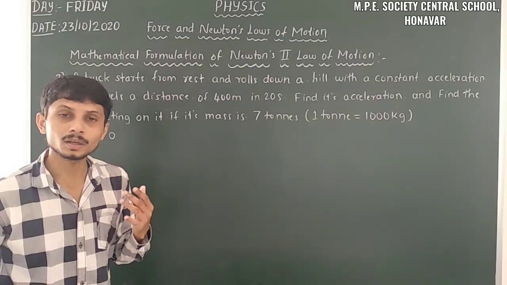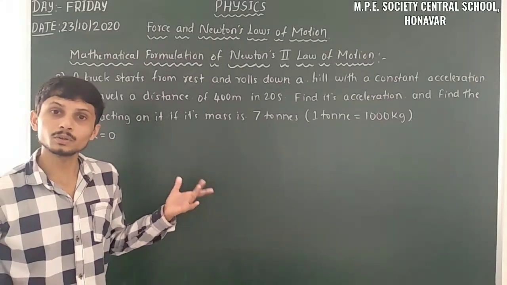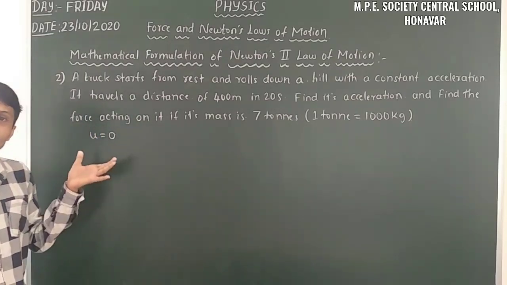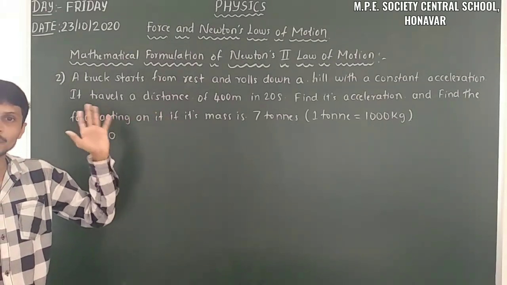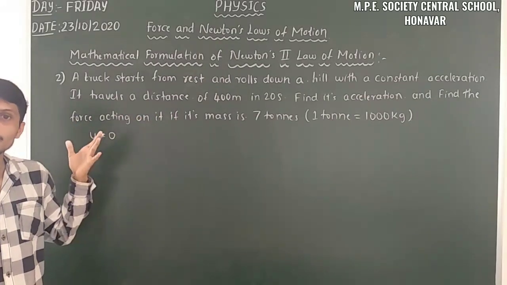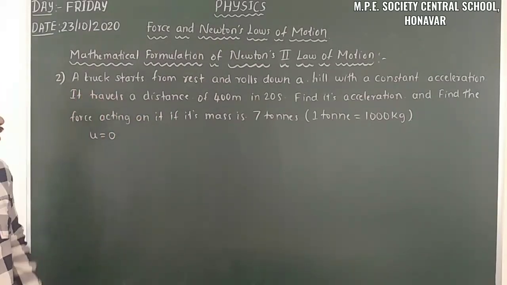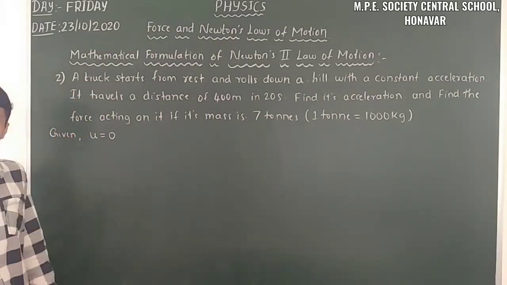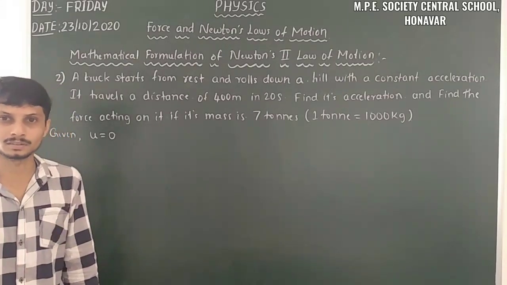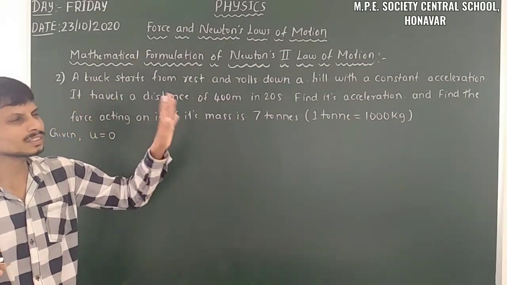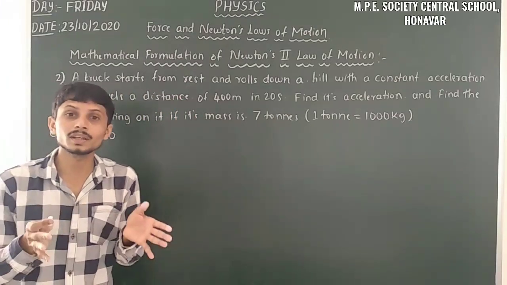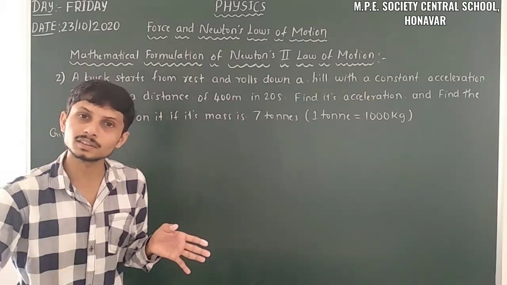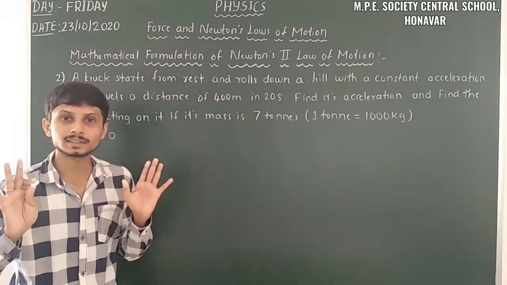When you are solving the problems, there only you get what is the required thing and what are the known things. So firstly you have to write whatever information you have in that case. Yes, the truck starts from rest, that means u is equal to 0. Whether it is useful or not, you have to write it. Then it rolls down a hill with constant acceleration. Acceleration is constant, there is no variation of acceleration throughout the journey.